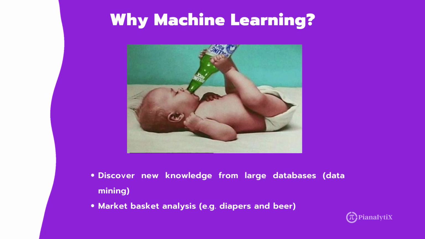When data scientists did the analysis, they found that during the weekends, when the daddy goes to the shopping mall to purchase diapers, he also purchases beer for his weekend. So diaper and beer were highly correlated. They started keeping both things near each other on the racks, and the sales started increasing. So we can discover new knowledge from large data sets and increase our profit, right?